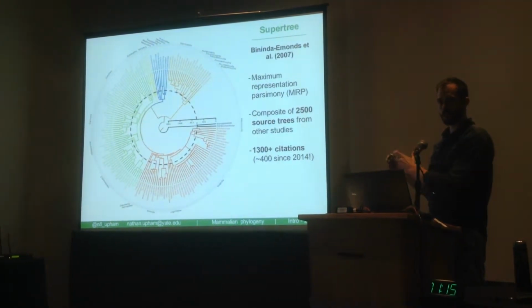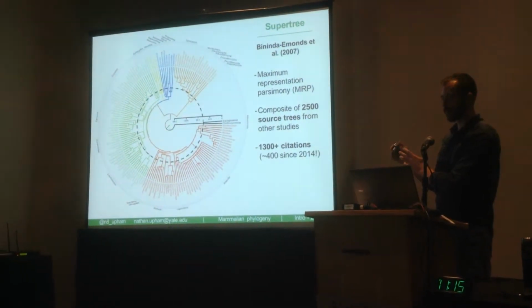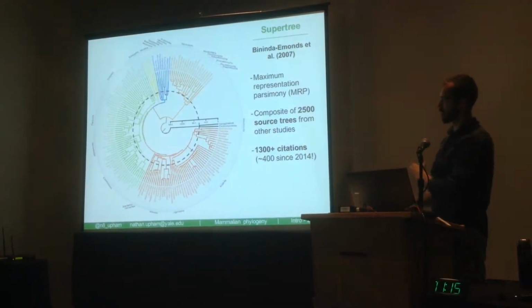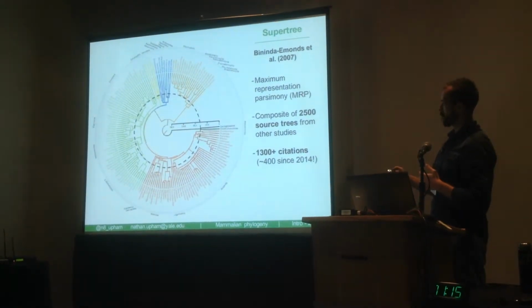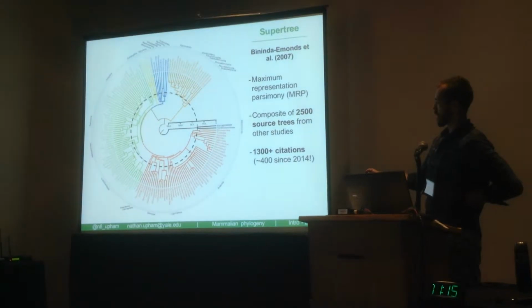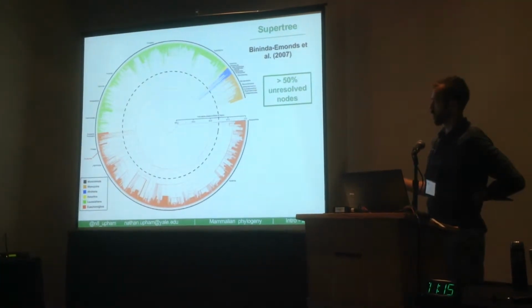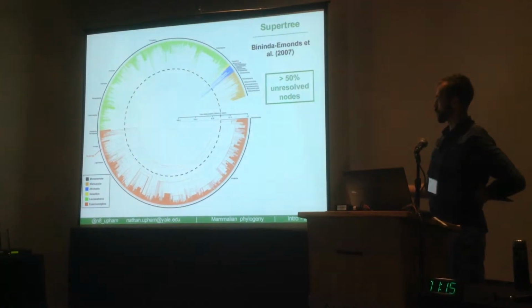A lot of these are cytochrome B trees at the family level that have then been composited. So you get some interesting properties of polytomies throughout the tree. It's been heavily used though. If we look a little closer at the tree, these polytomies really pop out.